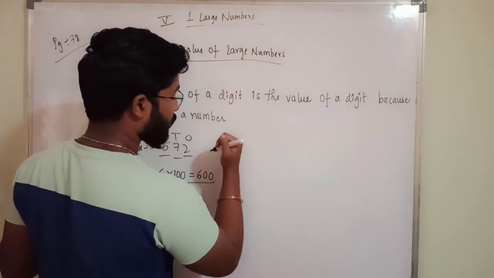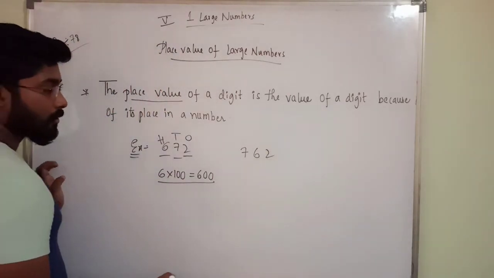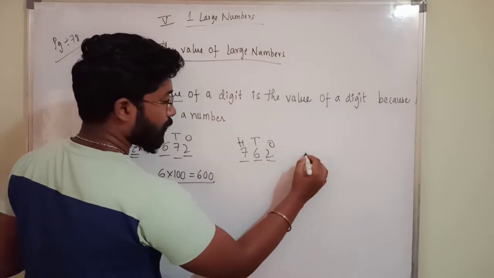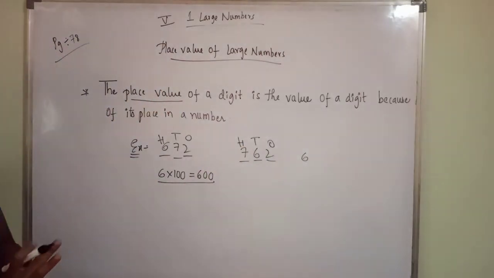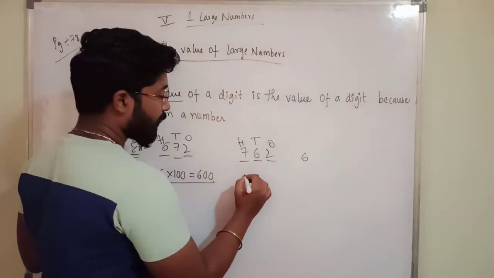So let us see here, 762 is there. So here this is in ones place, this is in tens place, this is in hundreds place. Here also we will talk about 6 only. 6 is in which place? Tens place. So what is the place value? Place value.